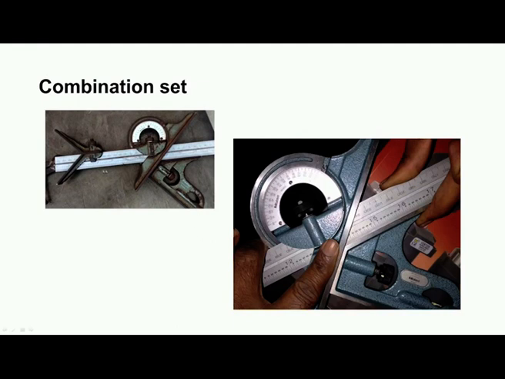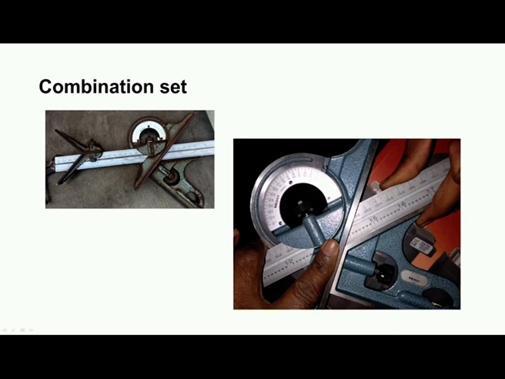Now, we have a combination set. We can see here we have a steel rule, and then we have a center head, and then a square head, and then this is the protractor part. We have a body, this is the blade which can be rotated, and we have the rotary scale here.